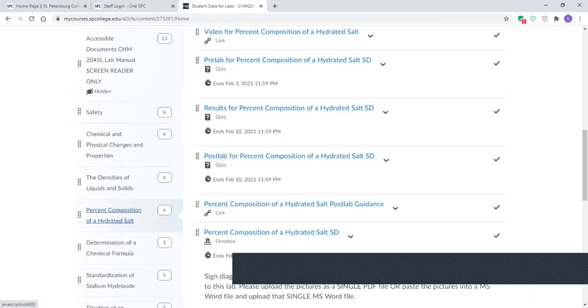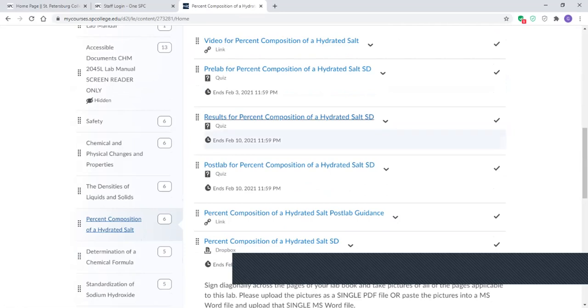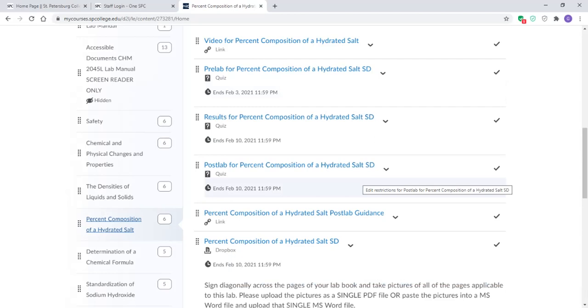If I have a normal lab, let's go with this one. Each of the experiments, you're going to have a video of the experiment being performed. You're going to have a pre-lab, results, and post-lab. Pre-lab needs to be done the midnight before the experiment is performed. The results and post-lab are due, for you guys, the Wednesday after the experiment is performed.